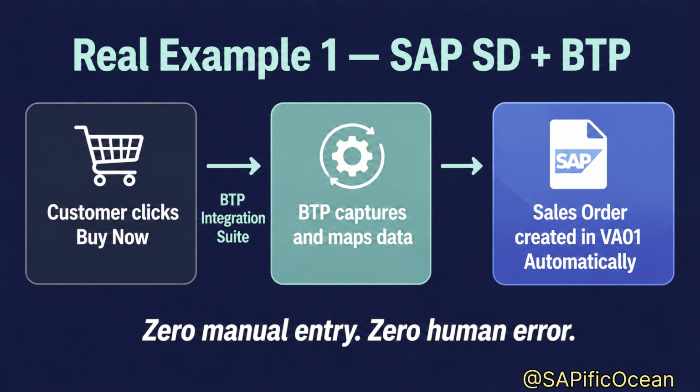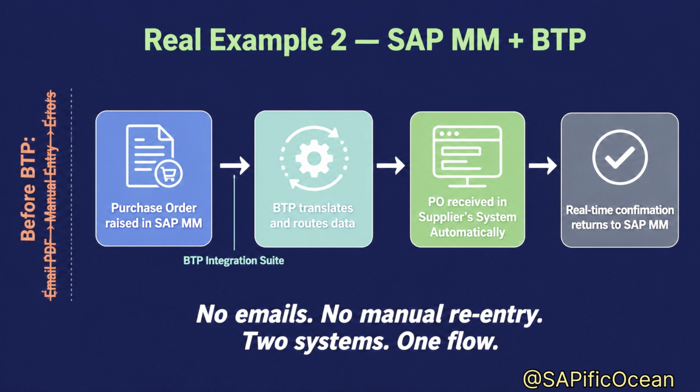In a traditional SD setup, a customer places an order on a website. Someone in the sales team sees the email, opens VA01, manually creates the sales order. With BTP Integration Suite, the moment a customer clicks Place Order on the website, BTP captures that event, maps the data, and creates the sales order in VA01 automatically. Zero manual entry, zero human error. Order confirmed in seconds.